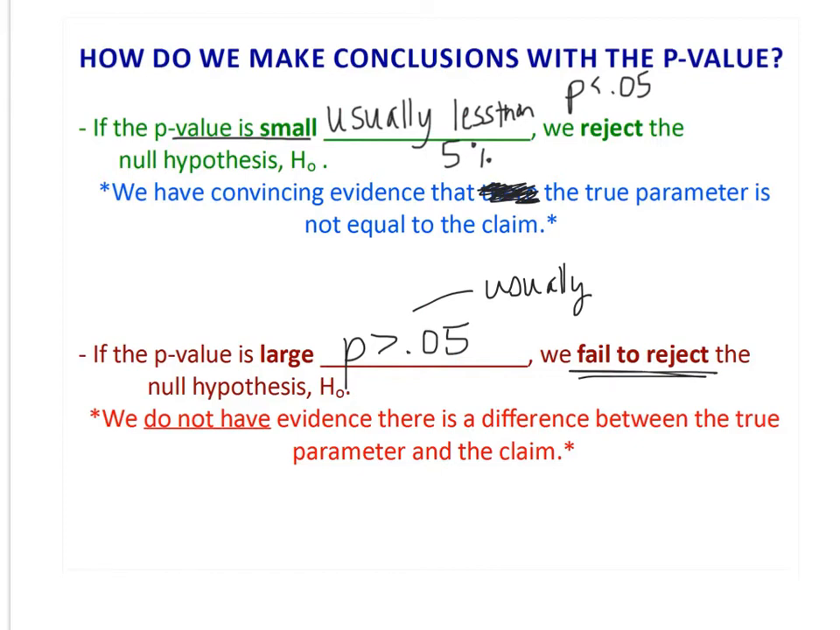So this wording is going to get really tricky and annoying, and there's going to be some double negatives. If you're wondering why we say fail to reject, it's just because we have to use this terminology. We cannot say accept. So if the p-value is large, we do not have evidence that there's a difference between the true parameter and the claim. So I cannot reject the null.